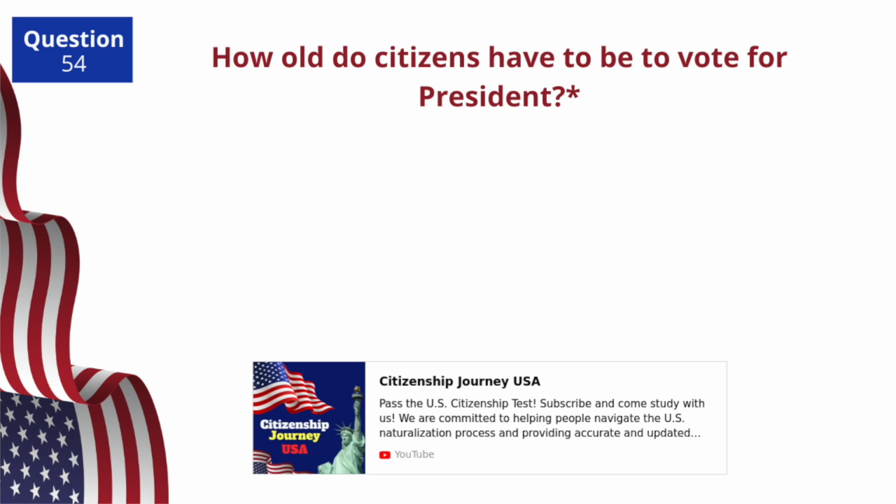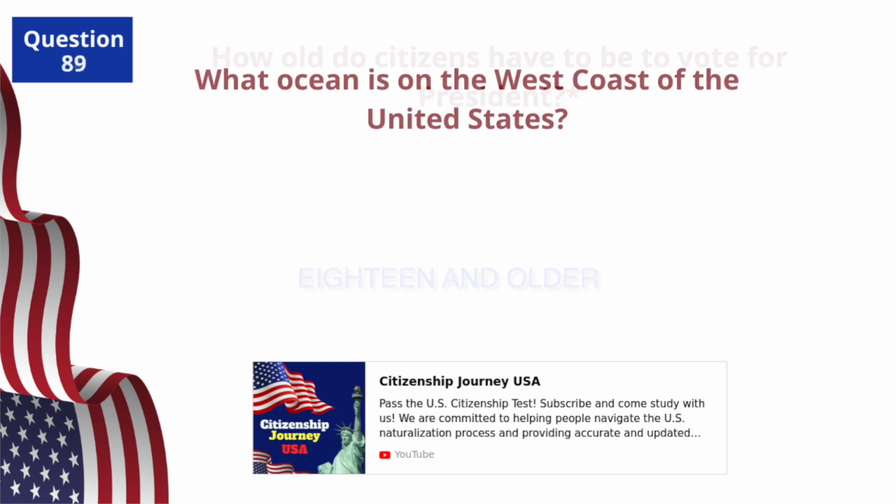How old do citizens have to be to vote for president? Eighteen and older. What ocean is on the west coast of the United States? Pacific Ocean.